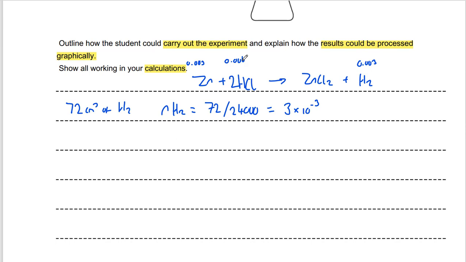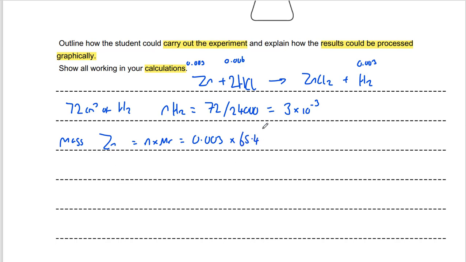Now, that means that we can work out both the amount of zinc and HCl required to carry out this reaction. So the zinc is easy. Zinc is just a metal element. We've got that many moles. So for the mass of zinc, we're going to work out mass by doing moles times molar mass. So we're going to do 0.003 times 65.4.